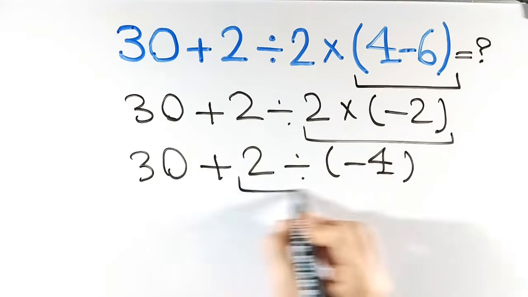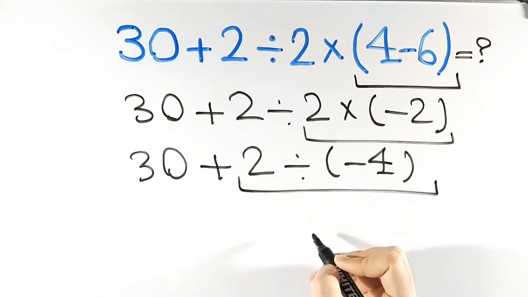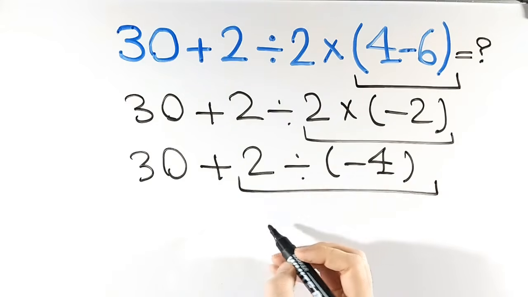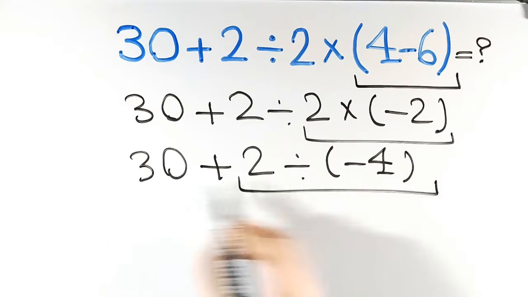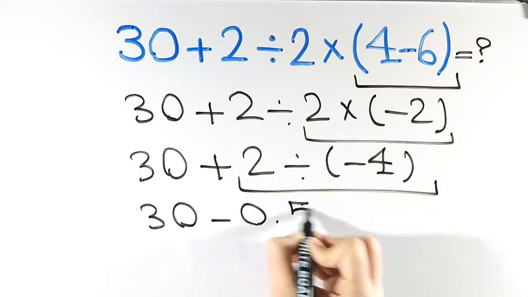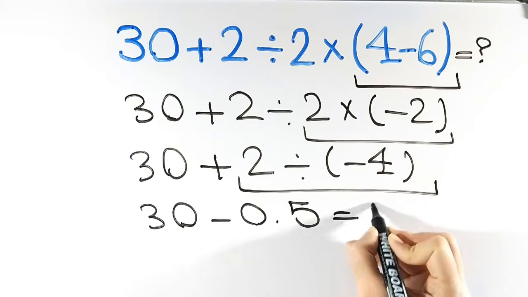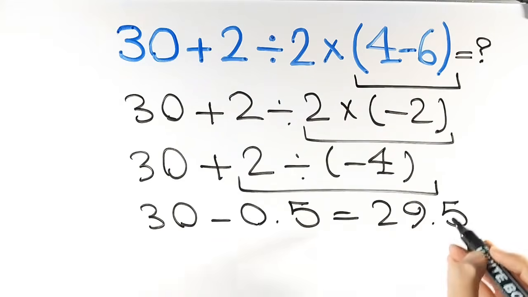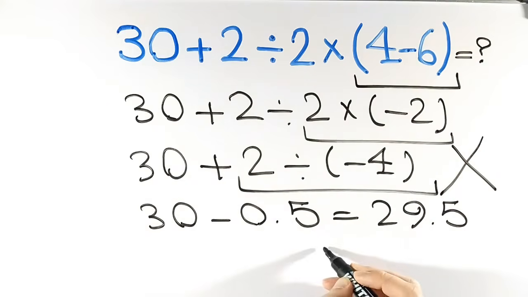Then, they go for the division between 2 and negative 4 because they believe division has a higher priority than addition. So, they rewrite this expression as 30 minus 0.5, which finally gives them the answer 29.5. But this answer is completely wrong.